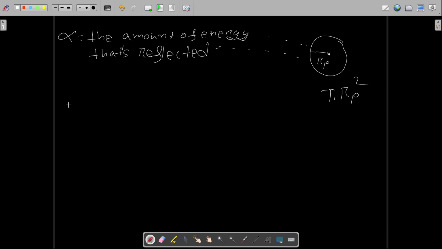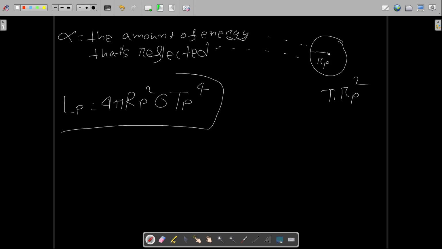What will be the luminosity of the planet? Yeah, we can easily find that out. Let's say the L sub p is 4 pi r p squared sigma times the temperature of the planet to the power 4. This is actually the energy that the planet is giving off.